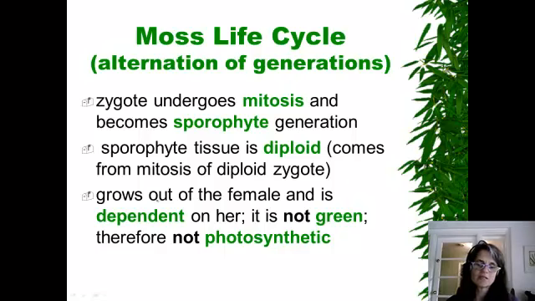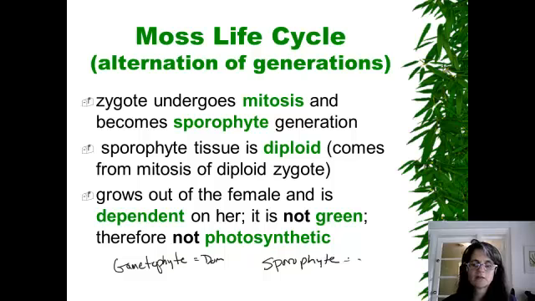So in this case, the dominant form in this life cycle is the gametophyte. She is dominant. The gametophyte is the dominant form. She's what's feeding the sporophyte. The sporophyte is totally dependent. So the sporophyte is dependent on her. He can't do photosynthesis and so on. Okay?